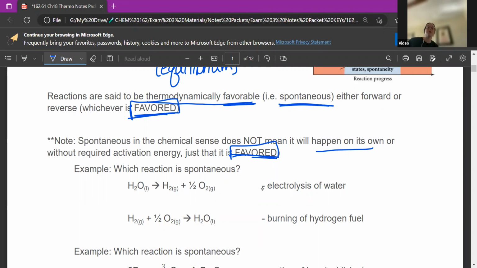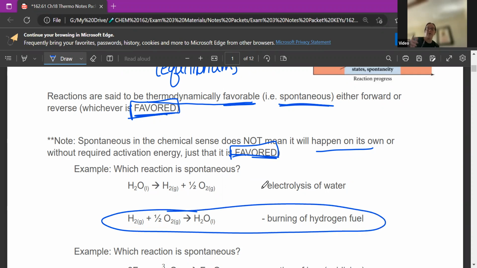So whenever you burn hydrogen in oxygen, you end up with water. Which of these is more favored? Happens kind of on its own, again, ignoring that it needs activation energy. Well, that is going to be, of course, the burning of hydrogen fuel. Reason being, once you spark hydrogen, it is going to go. It is going to go crazy. You're going to have all of these reactions happening. This is why the Hindenburg blew up, right? You get a spark and boom, everything reacts.